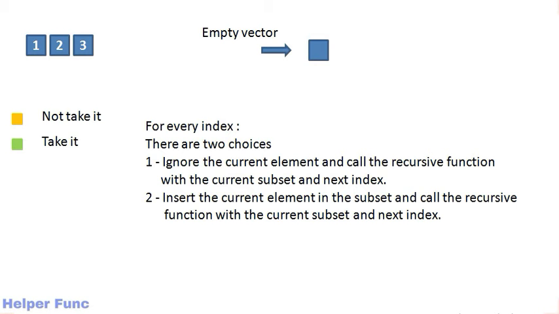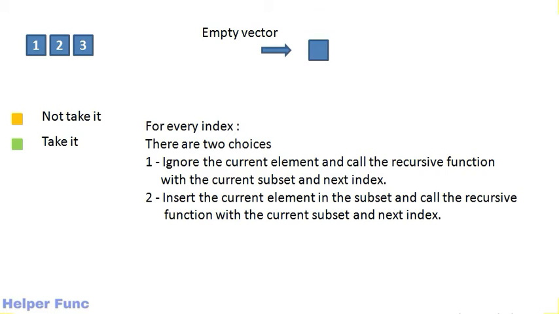Here's the approach how we will solve this problem. Initially, we will have an empty vector. Now for every index, we are going to perform these two operations. The first one is to ignore the current element and call the recursive function with current subset and next index, which means that we are not going to take it in our subset. And the other one is to insert the current element in the subset and call the recursive function with the current subset and next index. That is, we are going to take it.